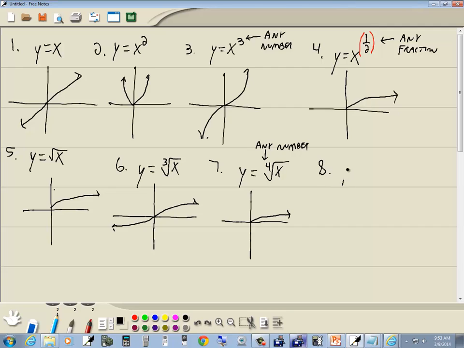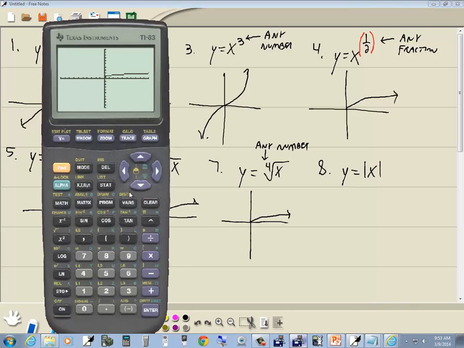Our eighth one is the absolute value of x. Well, I'll press y equals, clear out wherever it's not a line. Now, if it's not on a button, it's not above a button, you're going to find it underneath the math button. It's kind of for graphing purposes. So I press my math. I want to right arrow to num. And you see our first one is the ABS. And I want to go ahead and press enter on it.